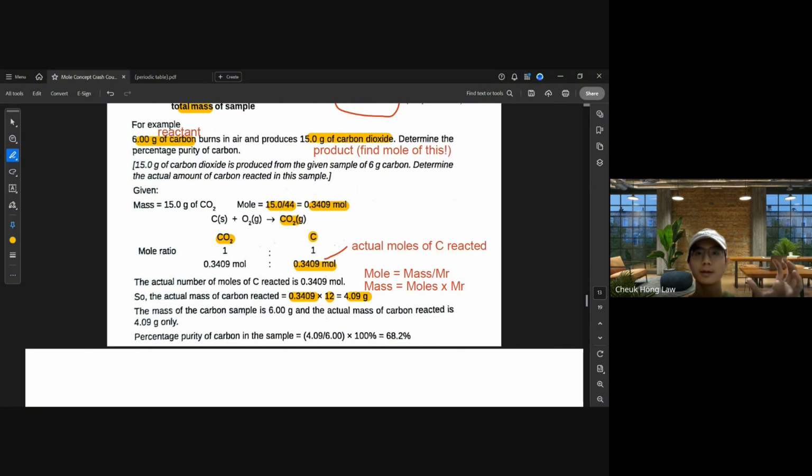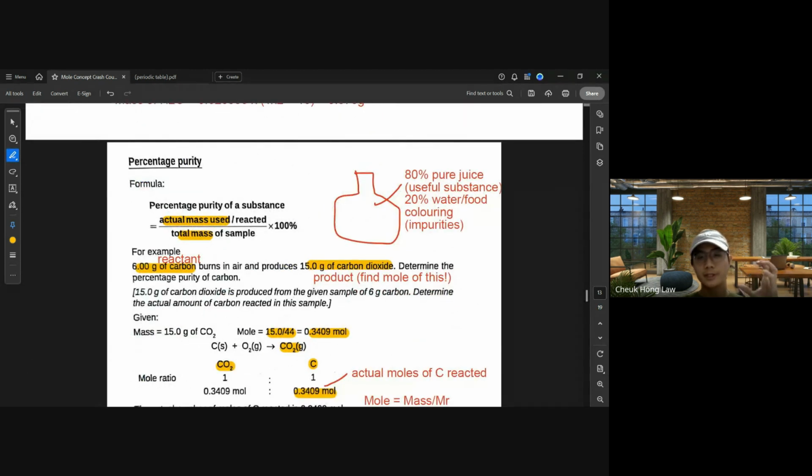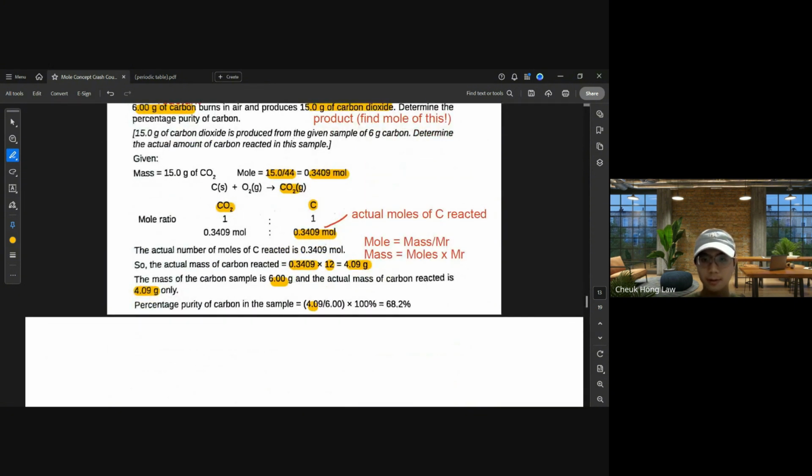But what is the mass of carbon given? The total mass, 6 grams, right? 6 grams is the total mass of the carbon sample. But the actual mass reacted is 4.09 grams. Okay, now we can apply the formula, which is actual mass used divided by total mass of the sample. 4.09 grams divided by the total mass, which is 6 grams. Then I times 100% to give me 68.2%. So 68.2% is the percentage purity of carbon, which means the other 30% could be impurities.